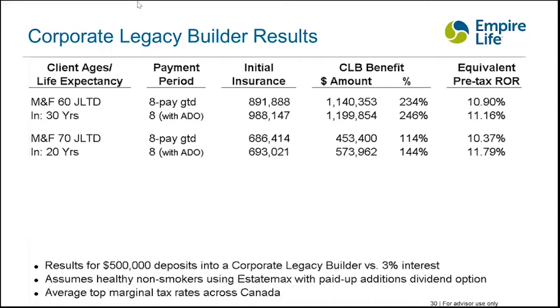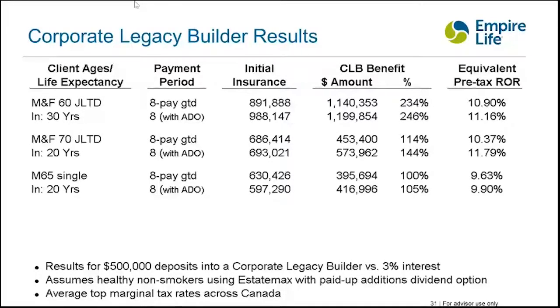And the estate benefit, now looking 20 years out to something closer to life expectancy, has actually risen to over $120,000 more, or an additional 30% improvement over the alternative investment. And the pre-tax equivalent rate of return increased by 142 basis points. So some measures up significantly.